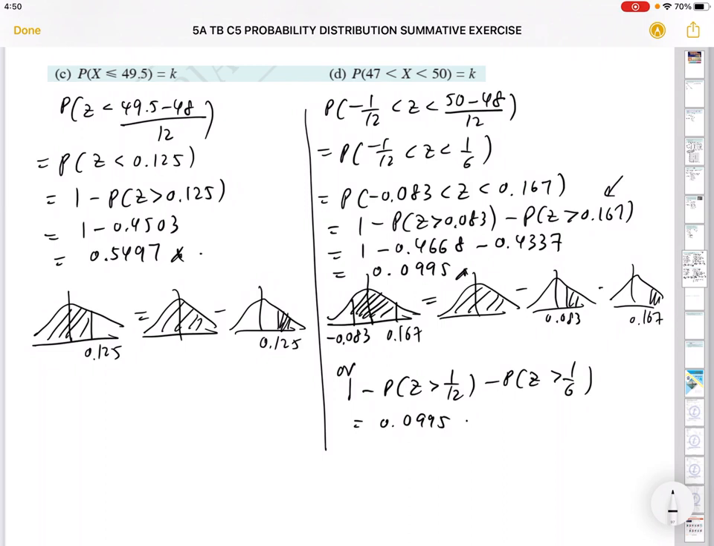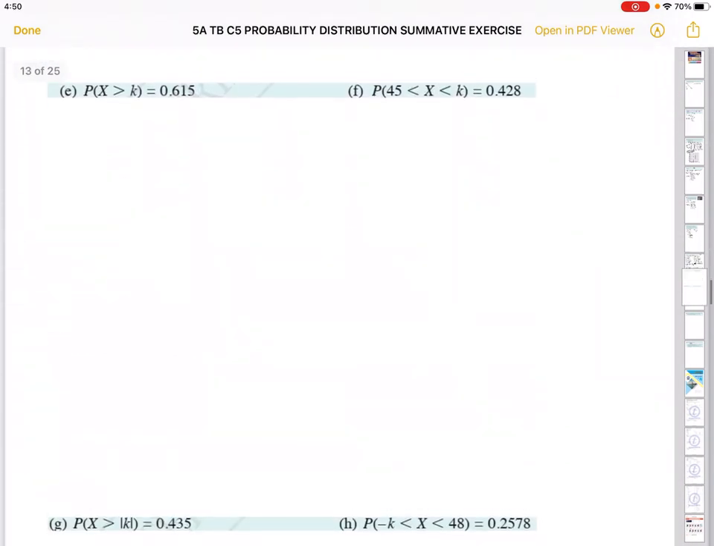Okay, so let's move on to C and D. This is the one that's more difficult, working backwards. The reason why working backwards is a bit difficult is that we do not know the position of K. Like for the first one, P(X greater than K), number one, you have to standardize this first. We change from X to Z. That is K minus your mu, divided by your standard deviation 12, and you get 0.615.